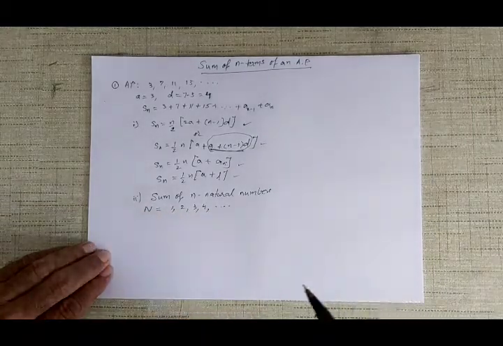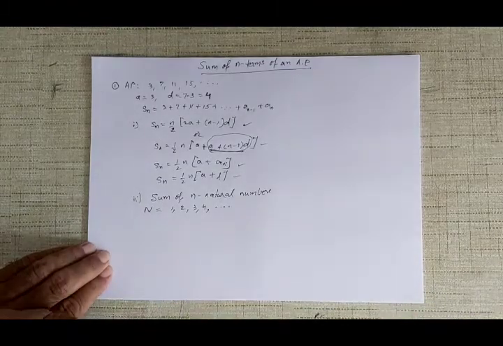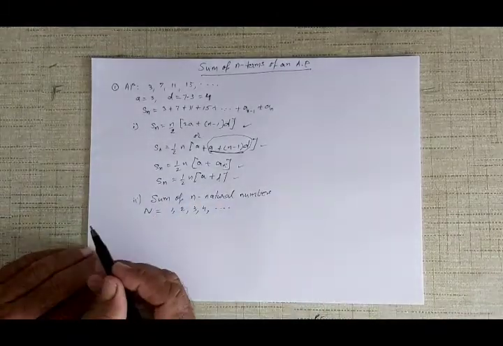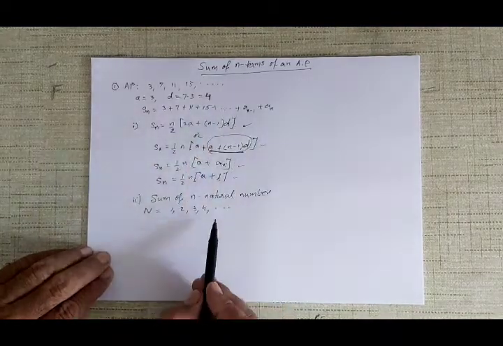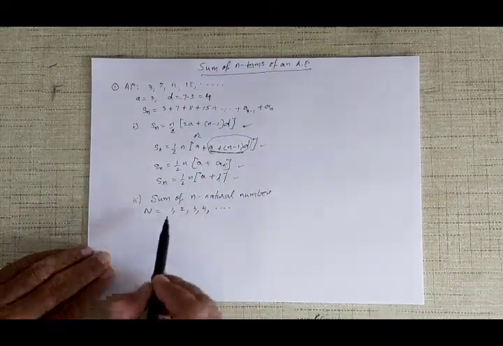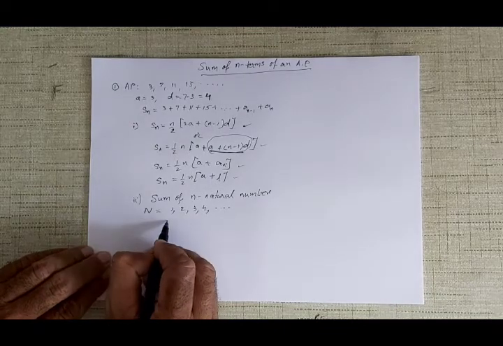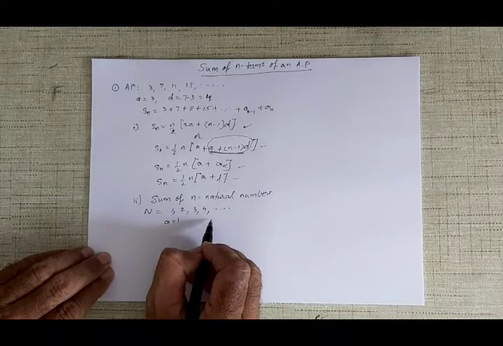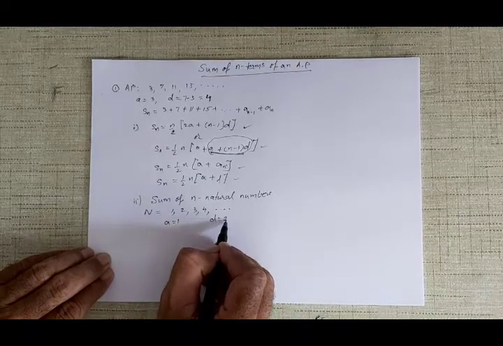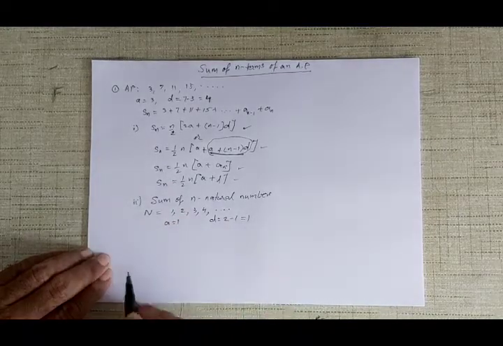For every natural number there is one more number which is greater than the previous number. In other words, this is an infinite AP. This one is also an infinite AP, but these are natural numbers. So your first natural number a is the first term of the AP, and the common difference d is 2 minus 1, which is equal to 1.